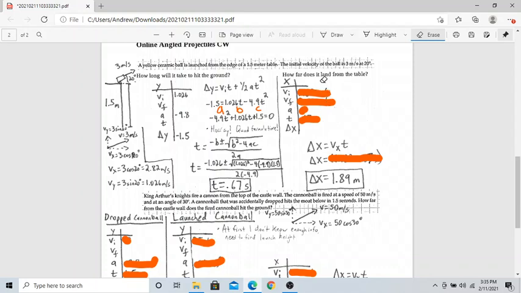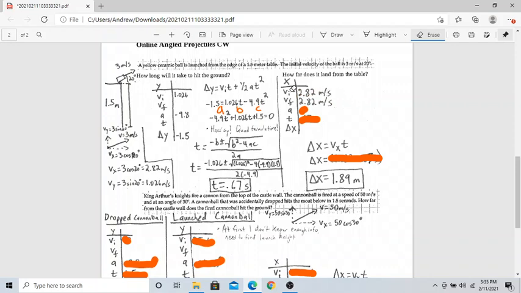Well, to figure that out, we need to know a few things about the x motion. And we already know most of these things because we figured them out when we did our components. So the velocities in the x direction are going to be the same, and they're both going to be what that x component was, 2.82 meters per second.